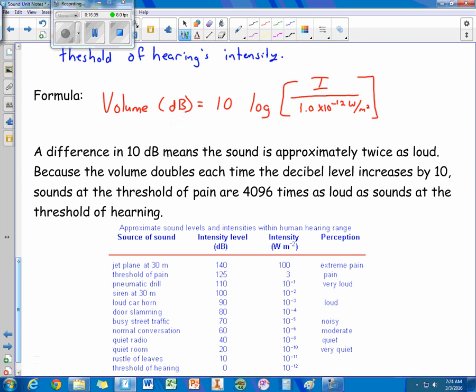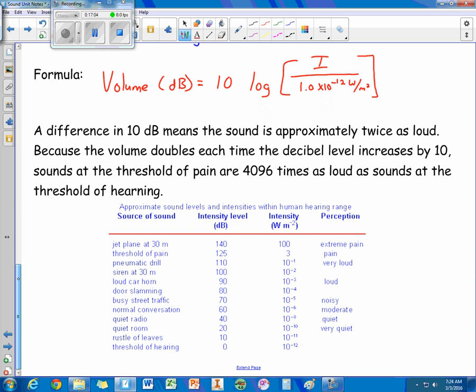All right, so because this is logs, a difference in 10 decibels means that a sound is approximately twice as loud. So we can think of it as the volume doubles each time the decibel level increases by 10. So sounds at the threshold of pain will be 4,096 times louder than sounds at the threshold of hearing.